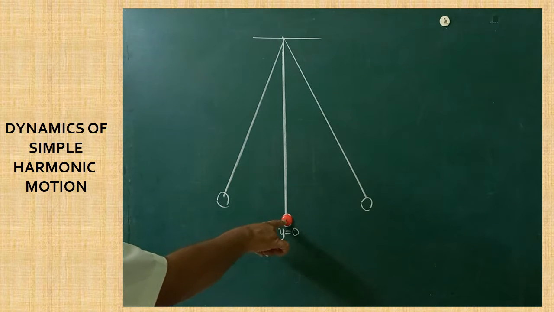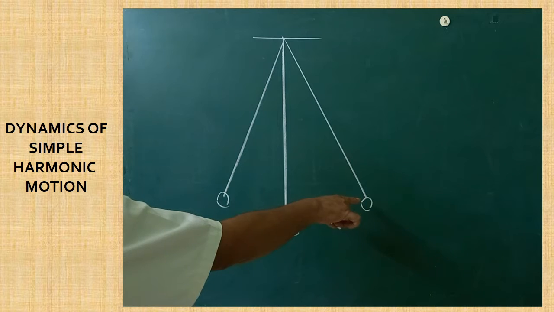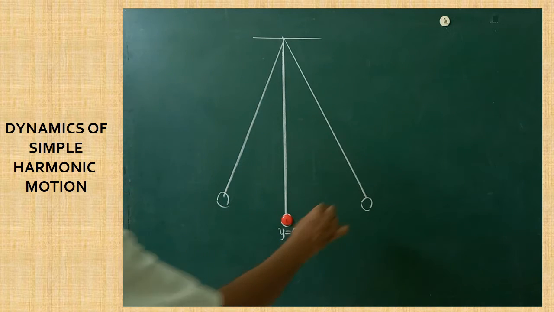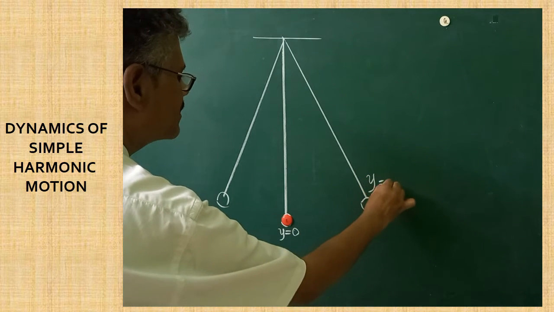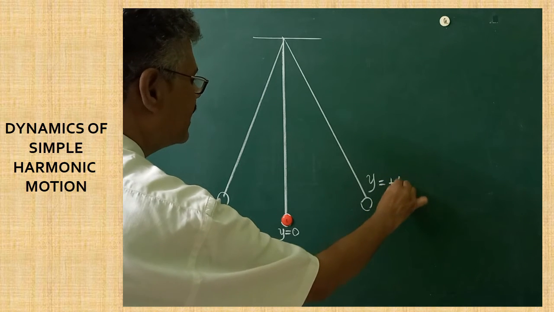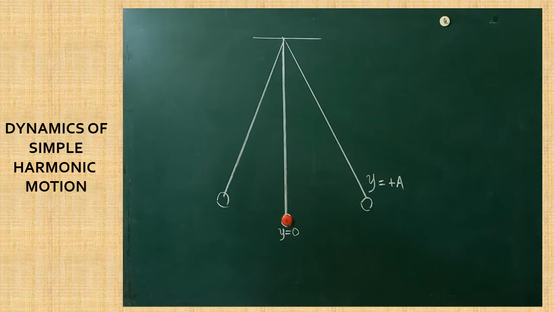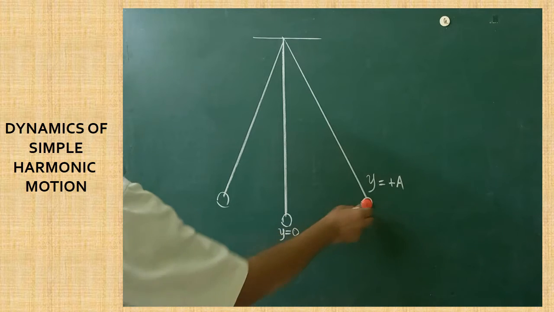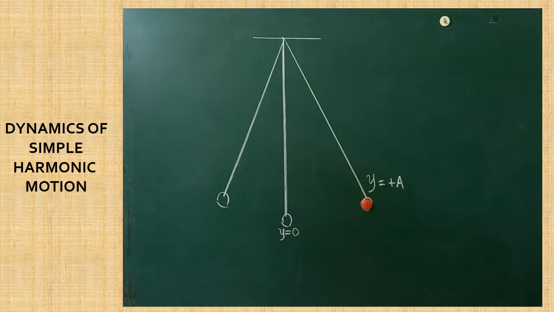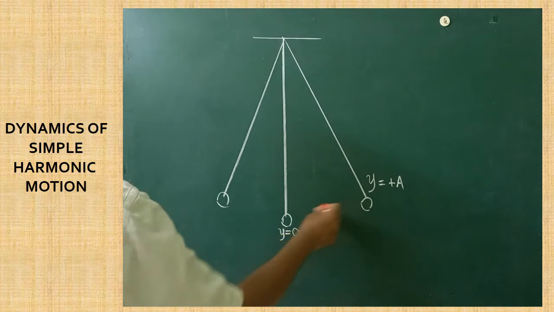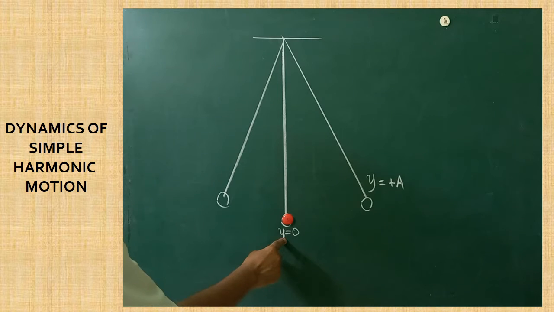When the same pendulum is displaced to a certain extent and reaches the maximum point, its displacement must be taken as y is equal to plus a. Are you clear? When the pendulum is here, the maximum displacement is called the amplitude. y is equal to plus a. Understood? When it comes back to the same position, the displacement value again becomes 0.